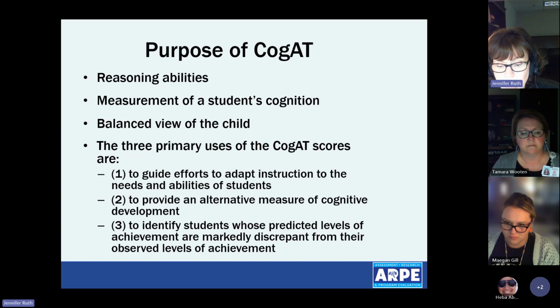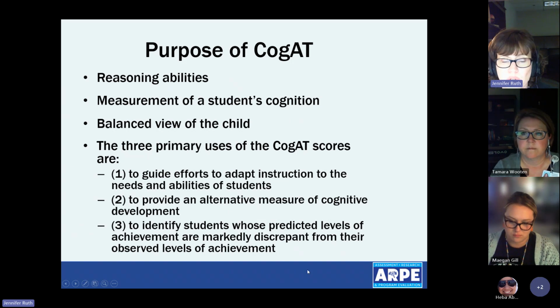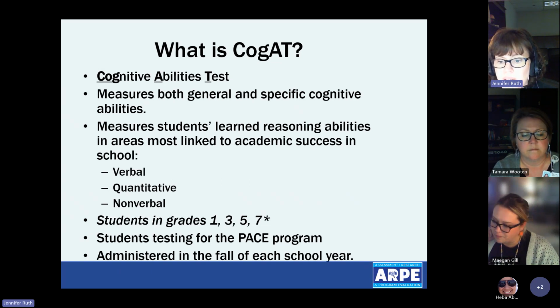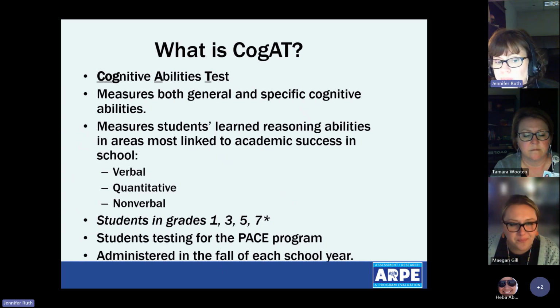And those are the ones we want to dig into because those are the ones that are most telling about that particular student. So like I said, CogAT stands for Cognitive Abilities Test and has 3 sections: verbal, nonverbal, and quantitative. We do test it in the odd years, 1, 3, 5, and 7, because the publishers tell us that this data is good for 2 years.